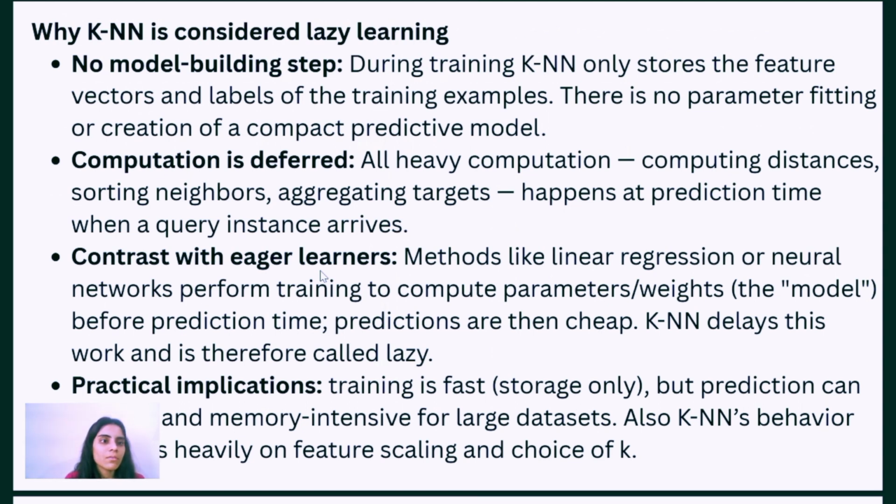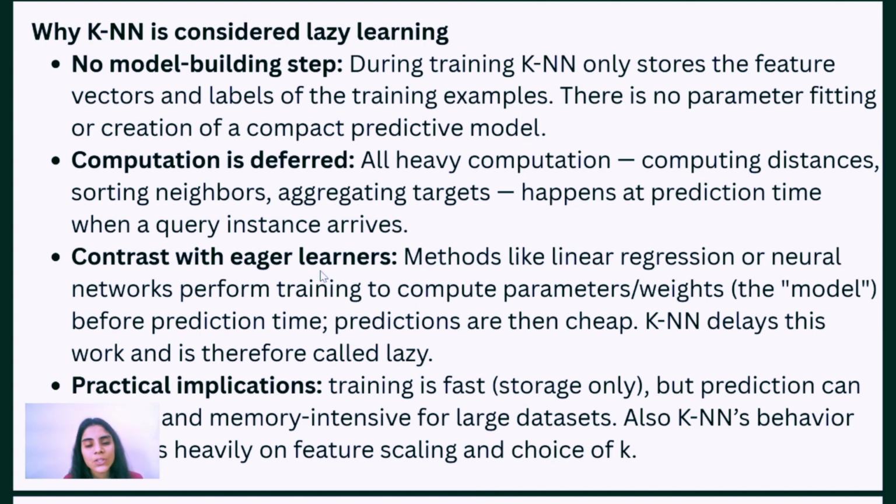So why is KNN considered lazy learning? Because no model building step is here. During training, KNN only stores the feature vectors and labels of the training examples. There is no parameter fitting or creation of a compact predictive model. Computation is deferred. All heavy computation, computing distance, sorting neighbors, aggregating targets, happens at prediction time when a query instance arrives. Contrast with eager learners.